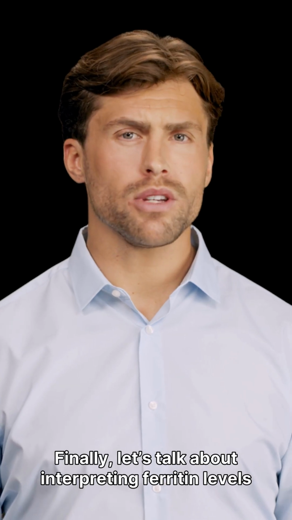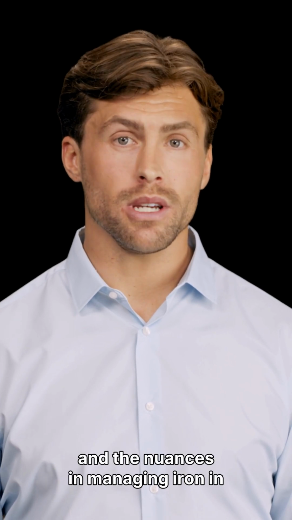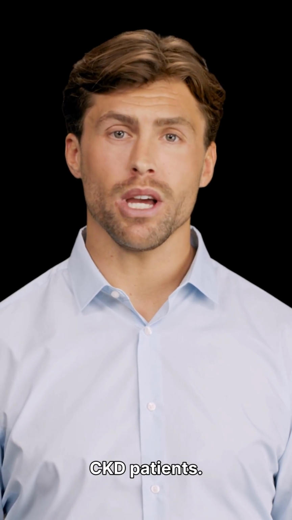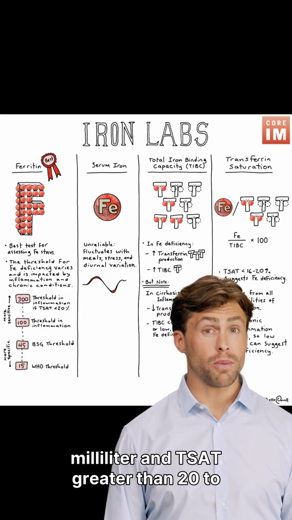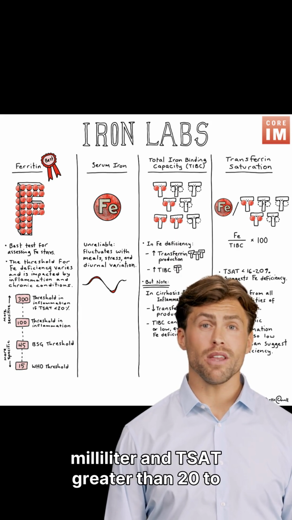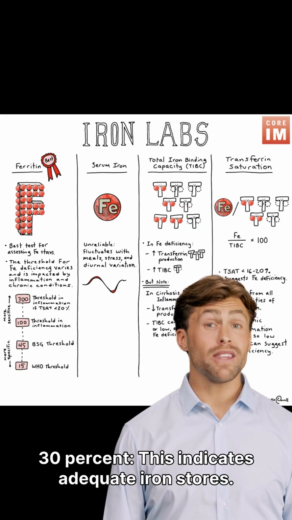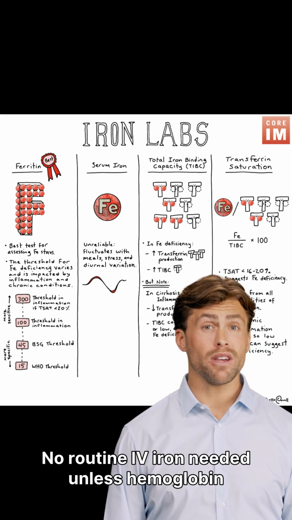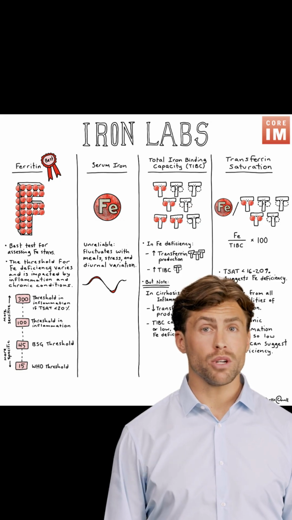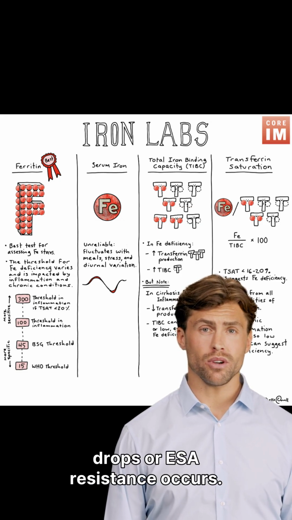Finally, let's talk about interpreting ferritin levels and the nuances in managing iron in CKD patients. Ferritin between 200 to 500 nanograms per milliliter and TSAT greater than 20 to 30%. This indicates adequate iron stores. No routine IV iron needed unless hemoglobin drops or ESA resistance occurs.